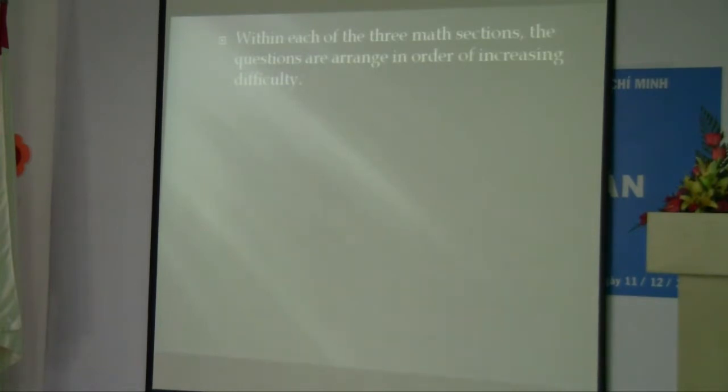Within each of the three math sections, the questions are arranged in order of increasing difficulty, meaning they start with easy, then the second would be medium, and the third would be hard or difficult. The grid is also very simple to understand. This is composed of the answers, which is a self-response of the student to the math problems. The columns and the rows represent each answer for each question.